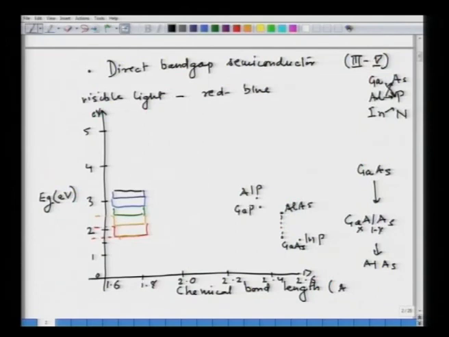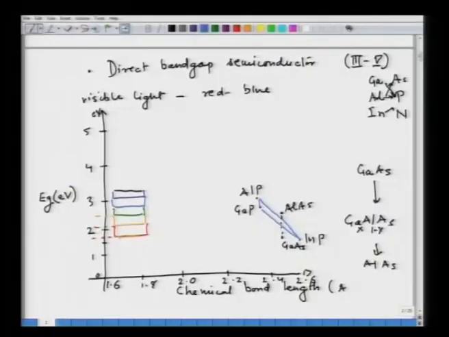So, if I try to cover this triangle, what I have is, once again, the lattice parameter here is changing between 2.3 to 2.5, but the color that you can get from this system is all the way from blue to red.